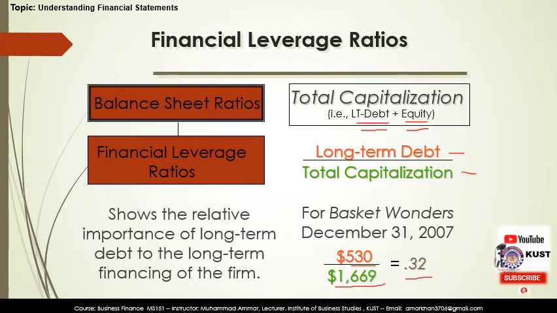So what does it show? 0.32 shows the relative importance of the long-term debt to the long-term financing of the firm, right? So now we can compare this ratio 0.32 of Basket Wonder to our industry average ratio in our next slide.